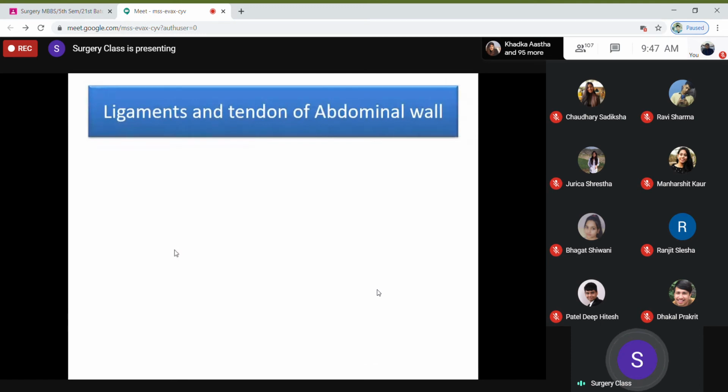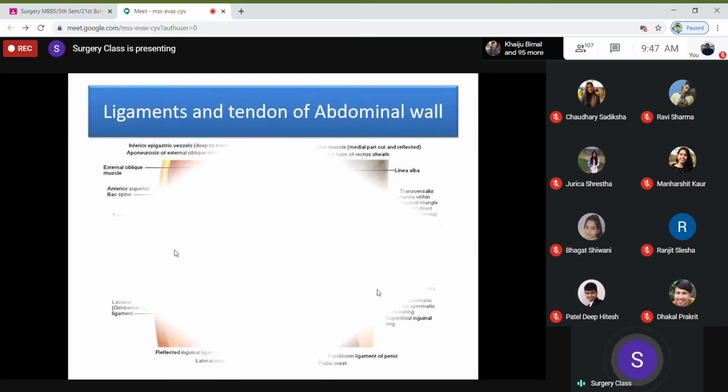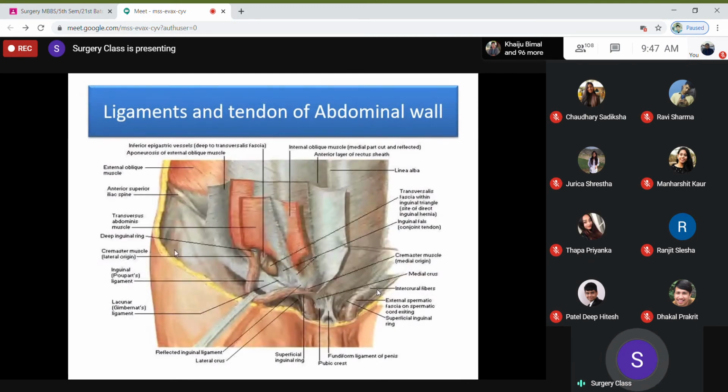Now there are a lot of ligaments and tendons in the abdominal wall. As I told you earlier, anteriorly we have the anterior rectus sheath and posterior rectus sheath. They derive from all the abdominal muscles. Posteriorly, there is the lumbar fascia and all the muscles. I'm not going into all the detail about this, and a couple of things.